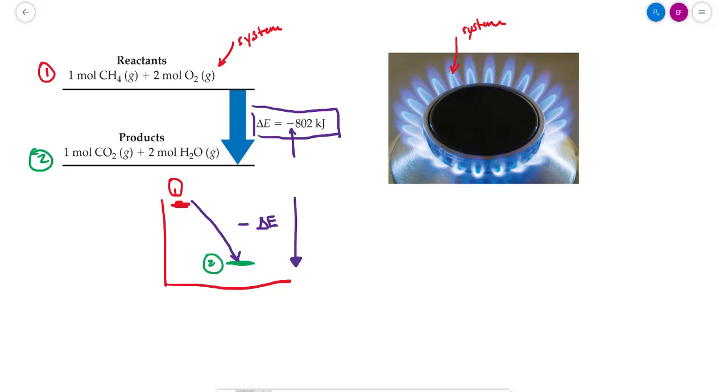The system, in this case the flame, is losing energy to the surroundings, meaning it's dumping it. It's got to get rid of it as heat. And so all of this energy now is going from the flame itself to the surroundings, which is everything. That could be the pot that you're trying to boil some water. It could be your hand if it's in proximity. It could be just the general air molecules around it that are not part of the system.